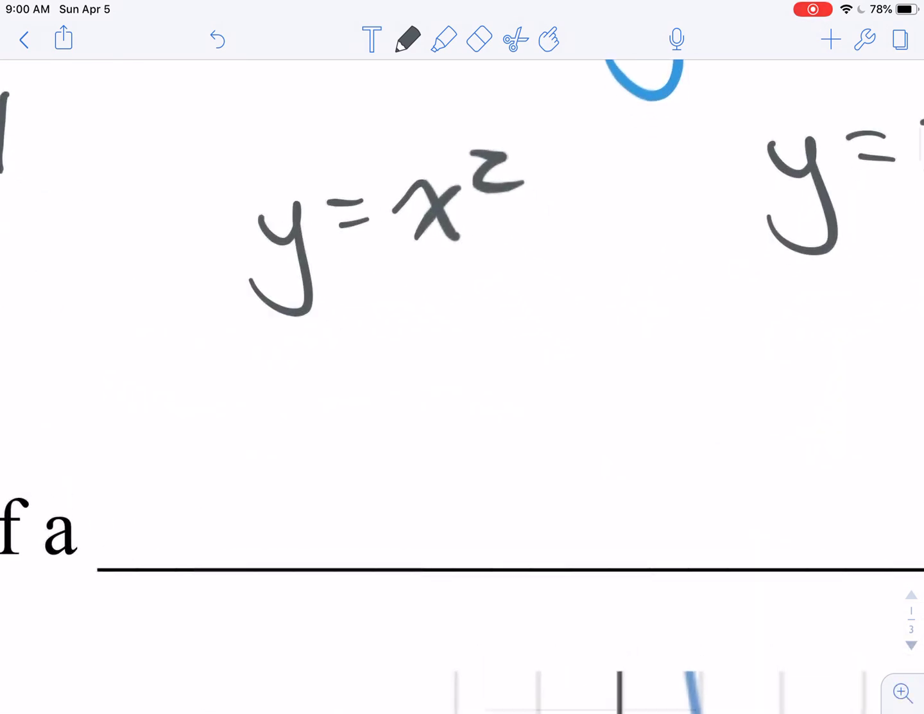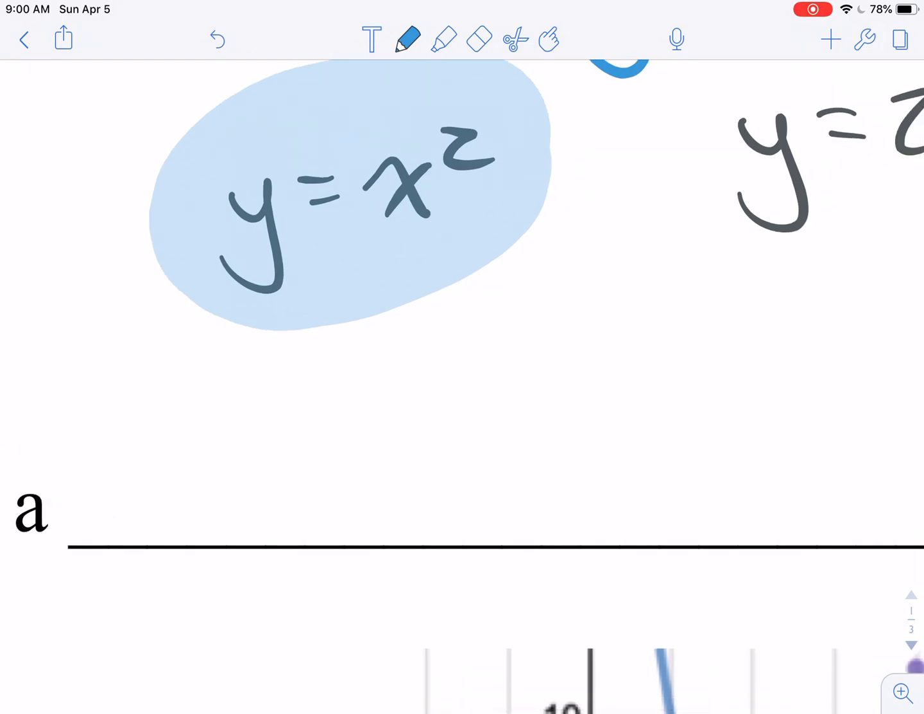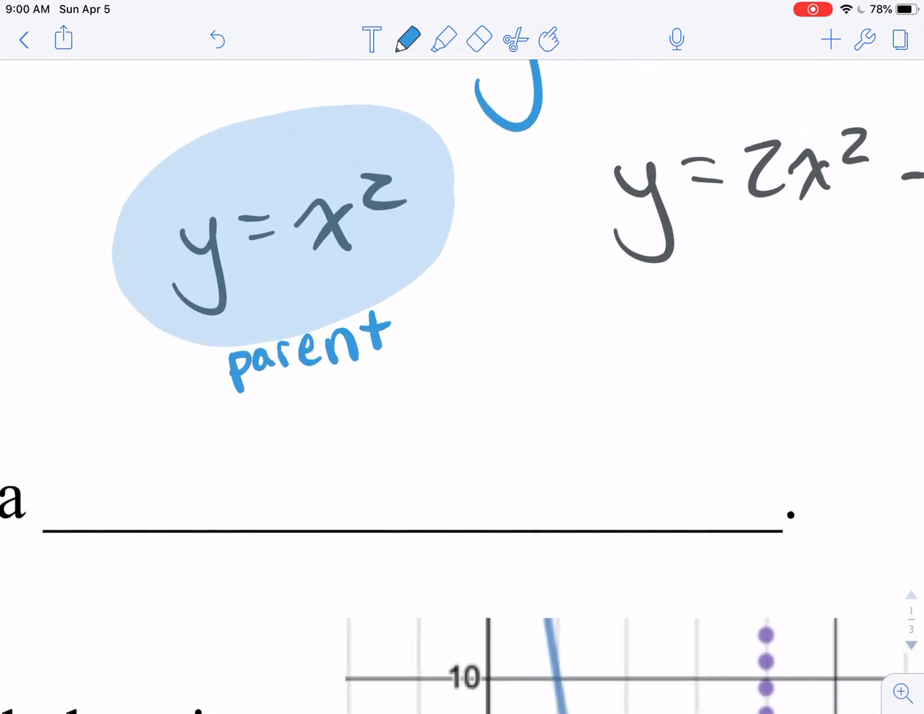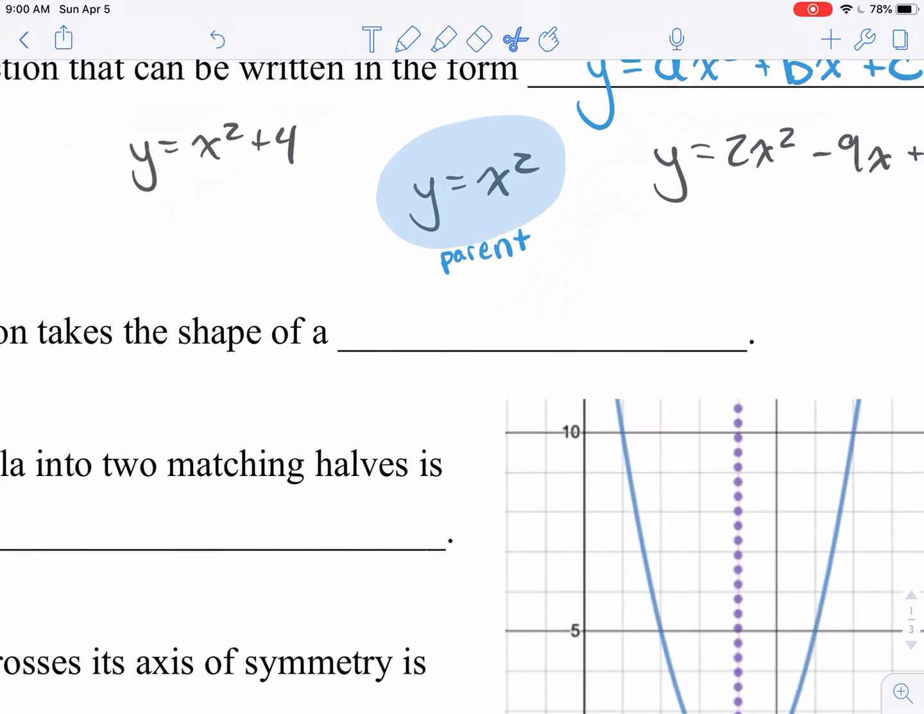This one right here, y equals x squared, is a special one. We call him the parent function. He's a parent function because he's the most simple one. There's no funny business, there's no coefficients, just y equals x squared. He is the parent function because he's the simplest.